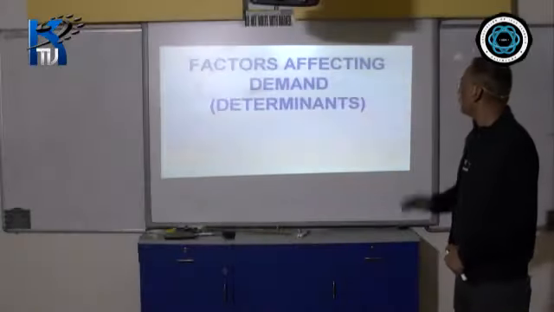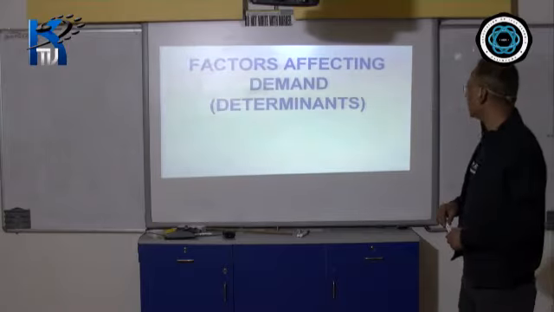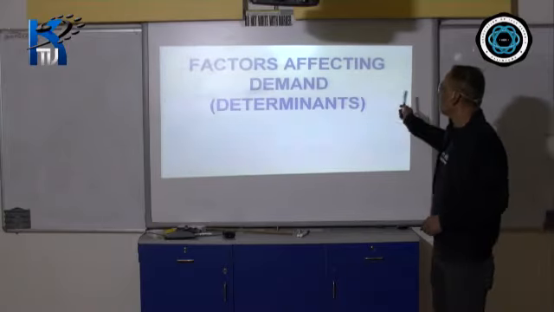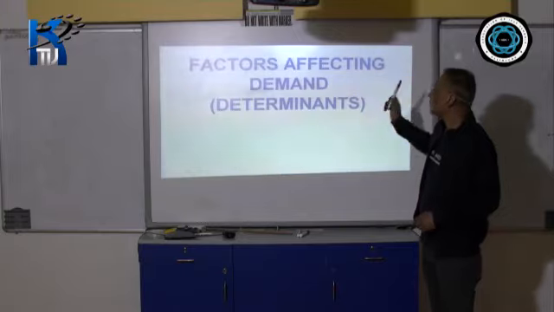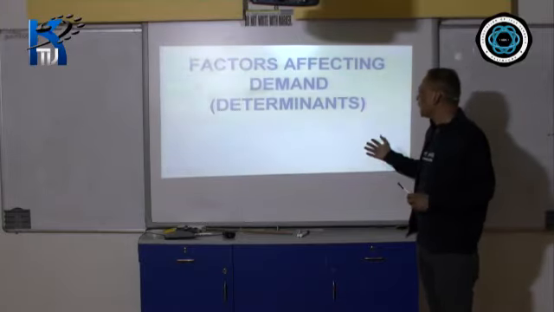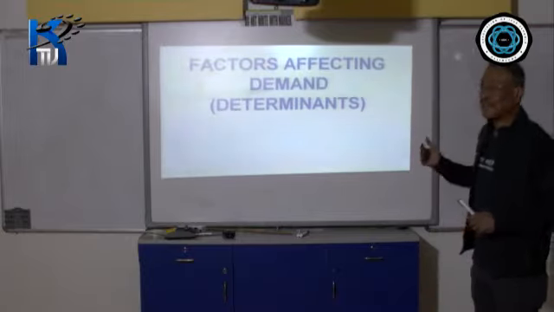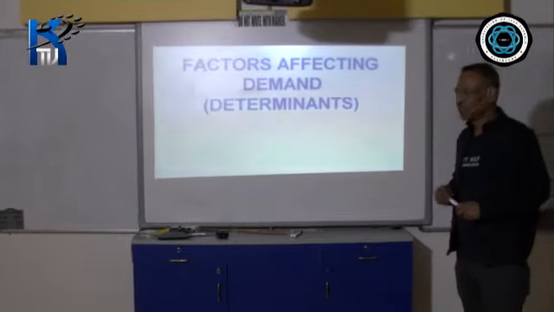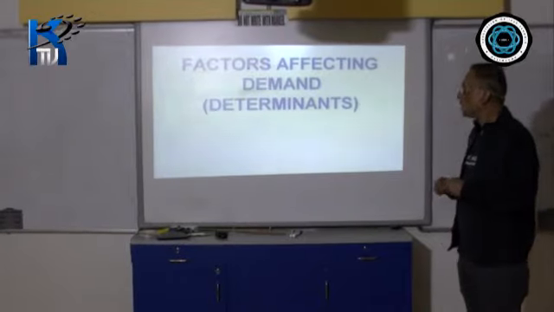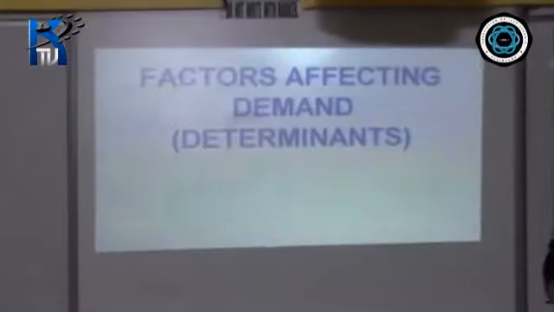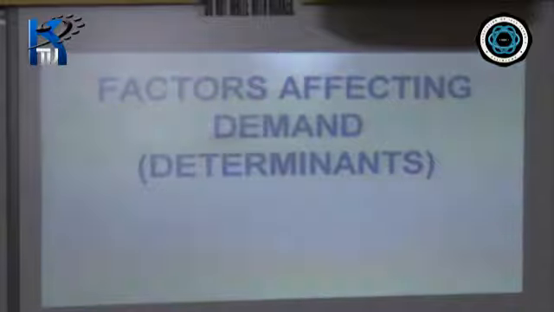So now we start with factors affecting demand. Determinants of demand, or factors affecting demand. You might have a question: write two determinants of demand. It means what are the factors? Write two factors affecting demand. The first thing you will think of is what affects demand. You'll simply say price. But there are many others. Price is just one factor.